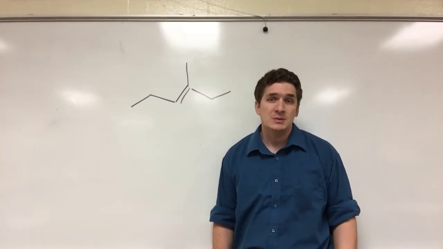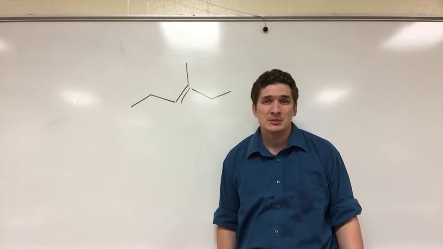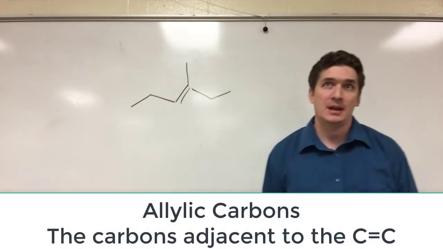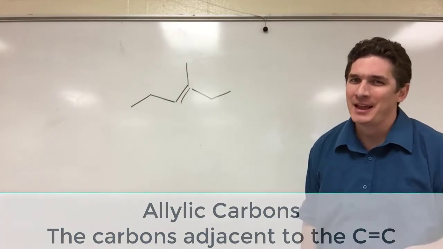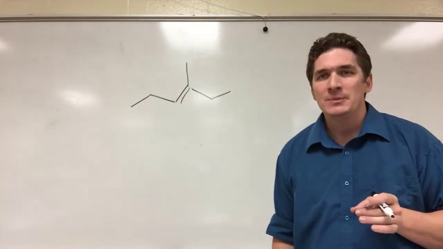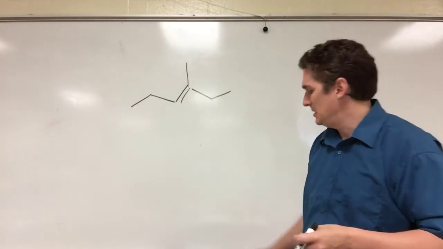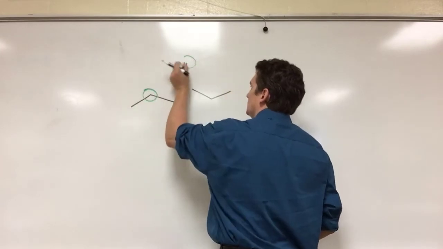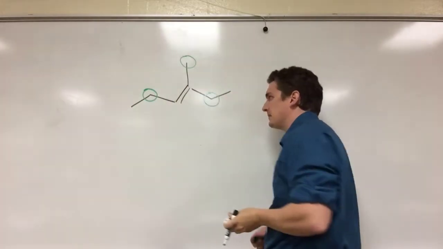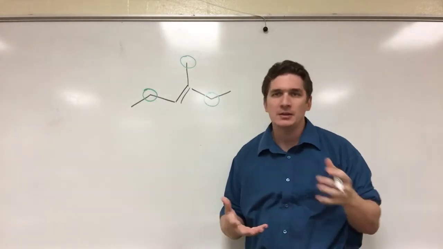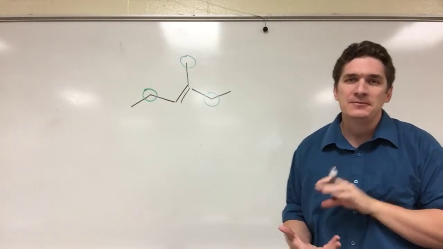When it comes to alkenes, we also need to talk about another type of carbon, and these are the allylic carbons. A-L-L-Y-L-I-C. Allylic carbons are the carbons that are adjacent to the carbon-carbon double bond. So in this structure, we actually have three. 1, 2, 3.